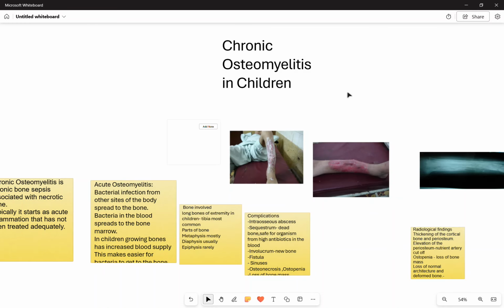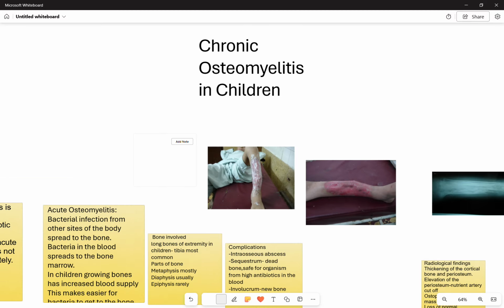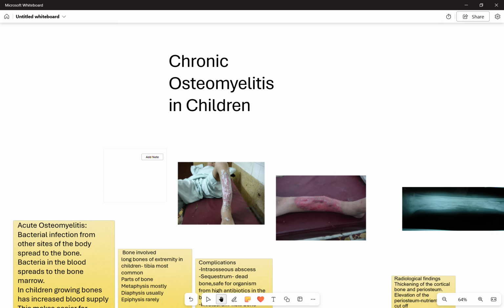Bismillahirrahmanirrahim. This presentation is about chronic osteomyelitis in children, and I start with a clinical picture.